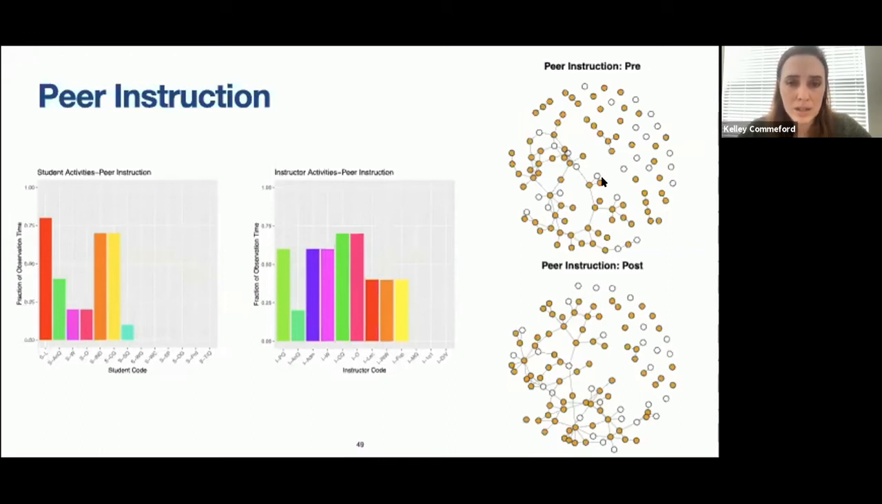And in our networks, we can actually see some of the peer instruction curriculum showing up as well, because peer instruction focuses on having you talk to your neighbor about the question at hand. So we see a lot of this stringiness show up as opposed to the clustering like we do in our small group pedagogies.